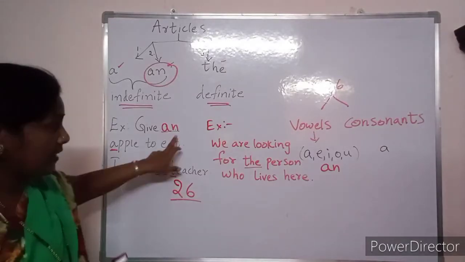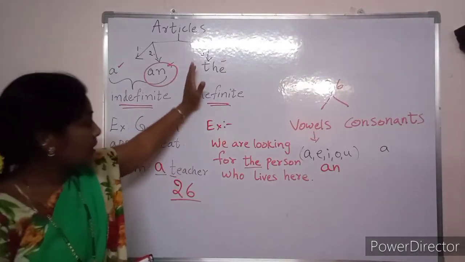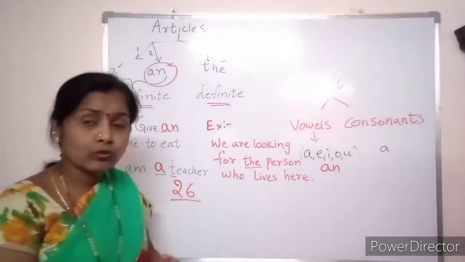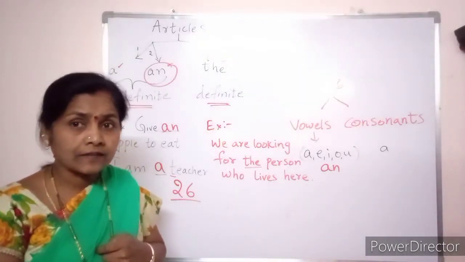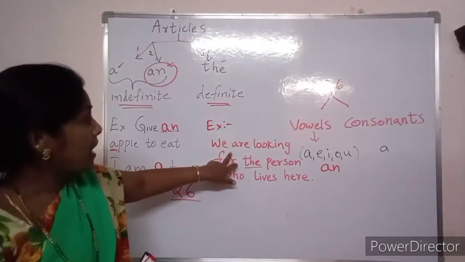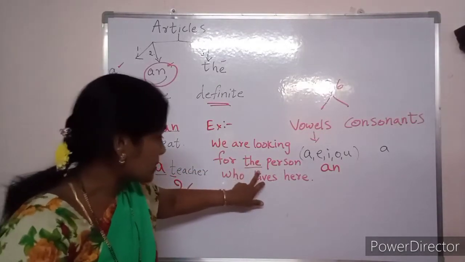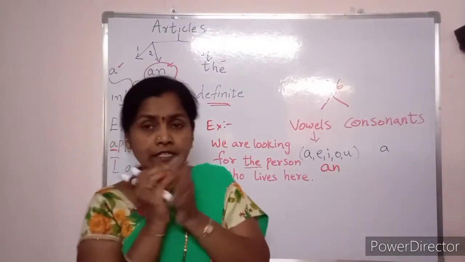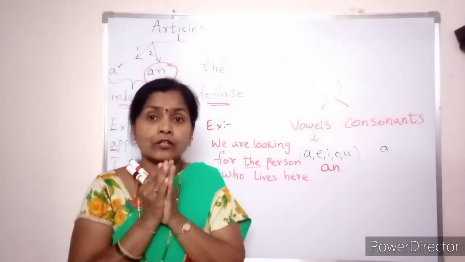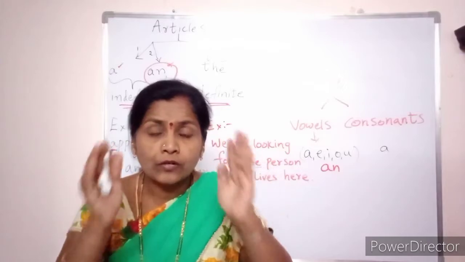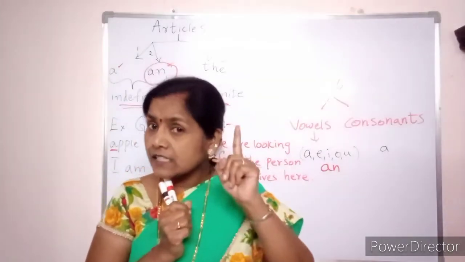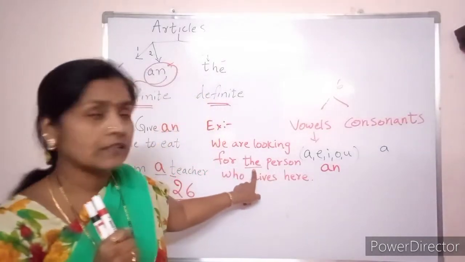Use a and an like this. Now coming to the definite article the. How to use this definite article the? See, we are looking for the person who lives here. The is used, listen carefully, when we are talking about any particular, unique, specific thing. In such cases we should use the.